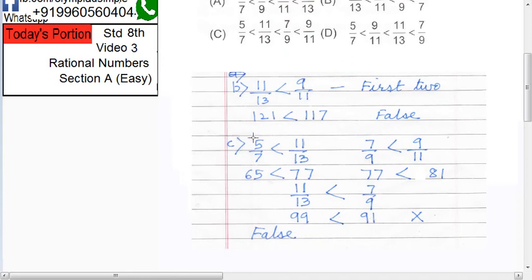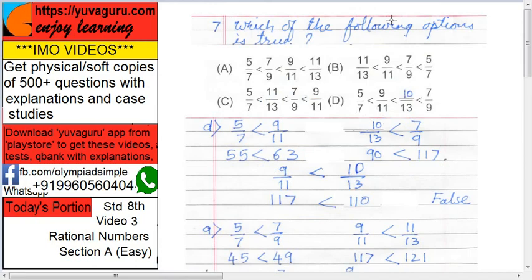See here, only in C we have done this so much calculation. In B we solved it easily. That's why I say don't find the LCM of all these at one stroke. Go step by step. First two, last two, then middle two. So now D, 5 by 7 and 9 by 11. First compare the two. So 11 times 5 is 55 and here 63. That is true. Then last two, 10 by 13, 7 by 9. This 90, 91. That is also true. Then middle two, 9 by 11, 10 by 13. So 117 less than 110. So that is false. That's why D is false.